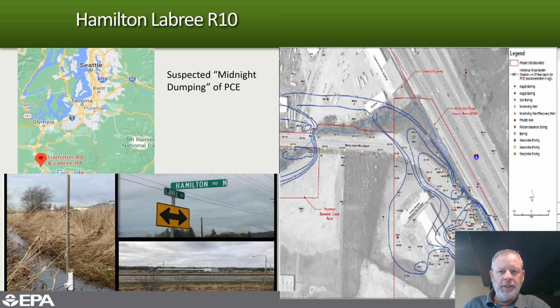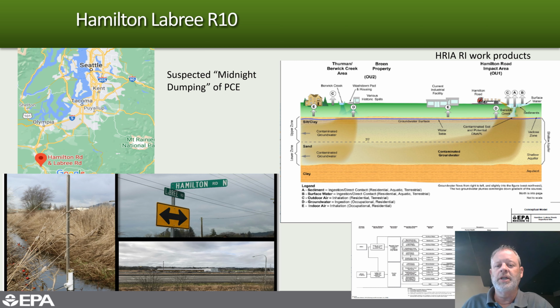They happen to be right along the I-5 corridor, and there is what is suspected to be a midnight dumping at some point in the history. It is suspected that somebody came along and dumped a large quantity of PCE in Berwick Creek, which runs right along here along the highway and then turns left here and goes along Hamilton Road or LaBrae Road, following the contours. So this is a PCE dumping, and a site that had about 10 to 15 years worth of RI activities prior to us coming in 2014 with a high resolution site characterization effort.